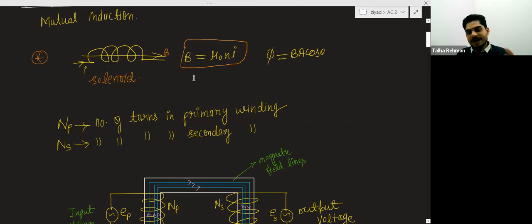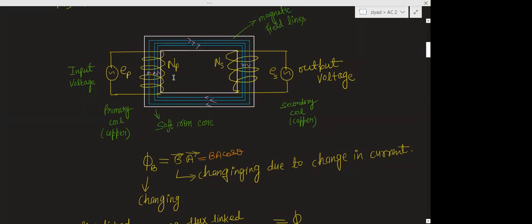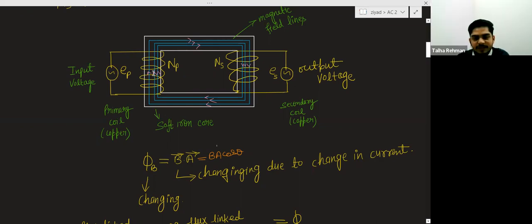If the magnetic field is changing with time, then what about the magnetic flux? Magnetic flux is given by B dot A, that is BA cos theta. This magnetic field is changing due to the change in the current, so the magnetic flux is changing. This is due to this coil; basically, these are the magnetic field lines.